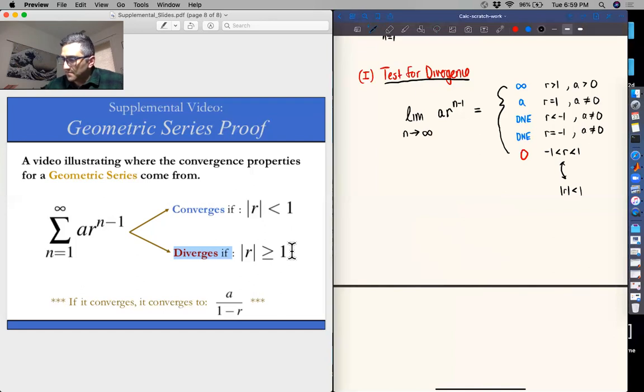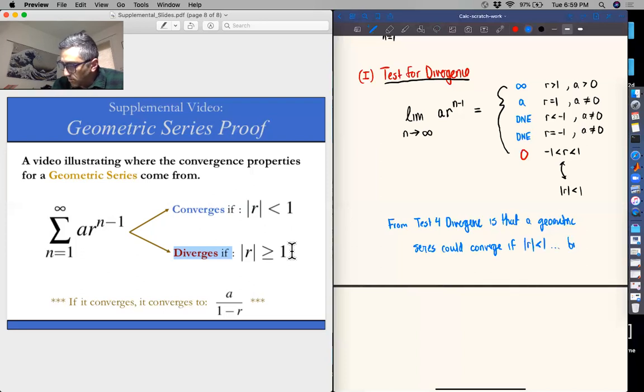So just to reiterate, basically what we found from the test for divergence is that the only chance we have at a geometric series converging is if r is between negative one and one. We haven't actually proven that it converges there yet though. But we still need to prove this.